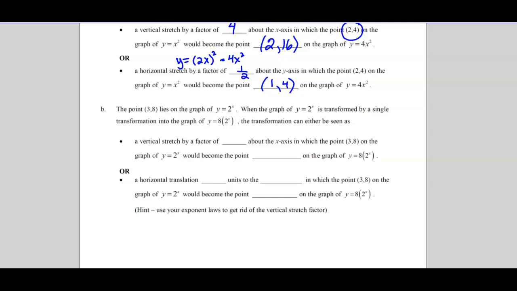A vertical stretch of an exponential can sometimes give you the same graph as a horizontal stretch or translation. Okay? So it says (3, 8) lies on the graph of y equals 2 to the x. If that is transformed by a single transformation here, then looking at it, this looks like a vertical stretch by 8. So if we did that, our original point of (3, 8) would become (3, 64) if we consider that a vertical stretch. Okay.